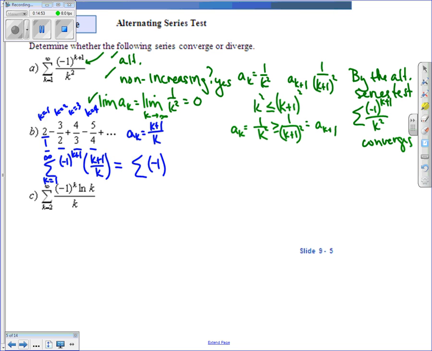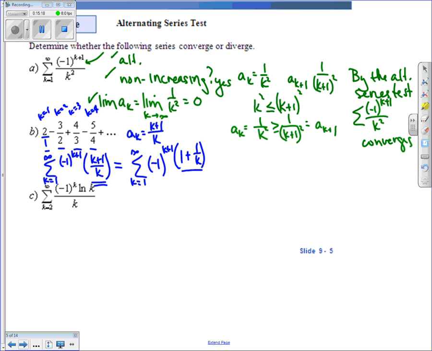Now, I'm going to rewrite that k plus 1 over k. It's hard to tell whether the a sub k's are getting smaller. I mean, you can see the top number is getting bigger here, but is the whole term actually getting smaller than the previous one? So the easier way to actually check that is to rewrite that as 1 plus 1 over k by splitting it into two fractions.